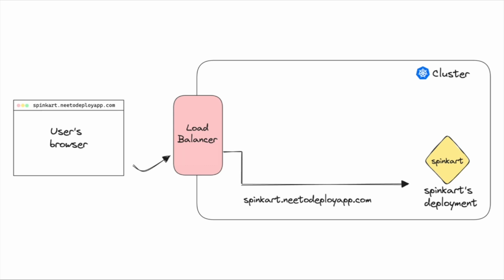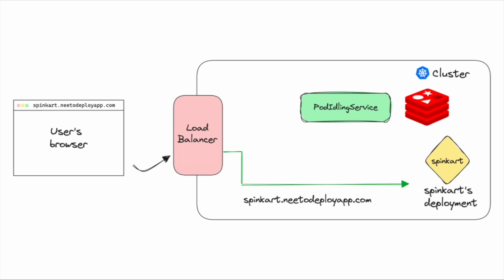We decided to mark the apps as idle when they are not accessed for more than 5 minutes. If you don't use your app for 5 minutes, it will be scaled down and brought back up when you hit it again. For calculating this and to do the actual scaling down of the deployment, we created a new microservice aptly called the pod idling service. The pod idling service has a Redis cache where it will store information of when each deployment was accessed the last time.